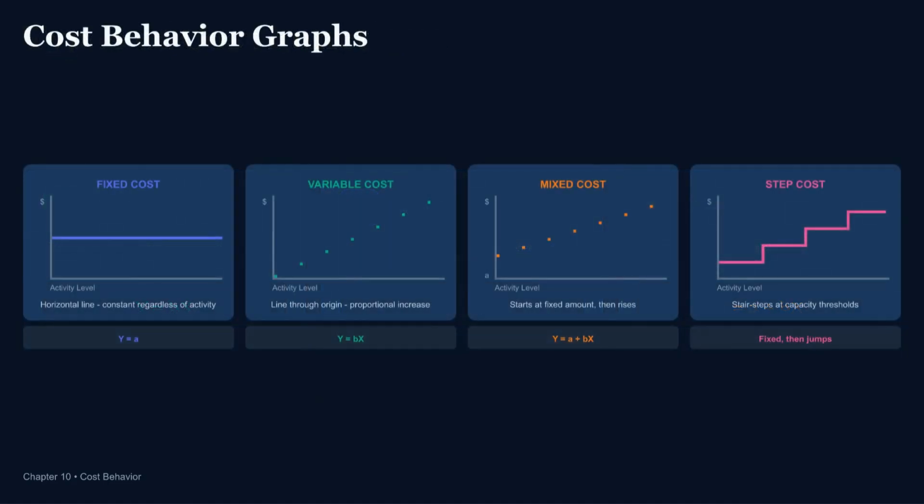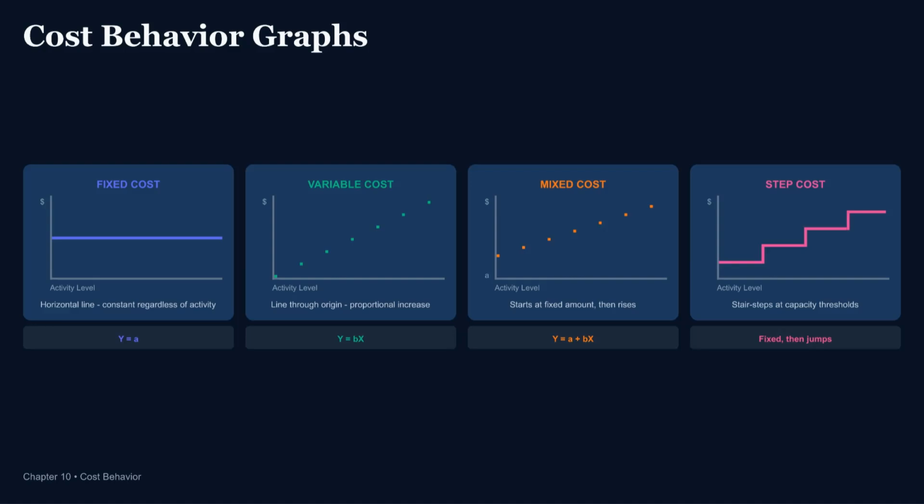Fixed costs. These costs remain constant in total regardless of changes in activity levels within a relevant range. While the total remains the same, the cost per unit decreases as activity increases. Examples include rent, straight-line depreciation, property taxes, and administrative salaries.